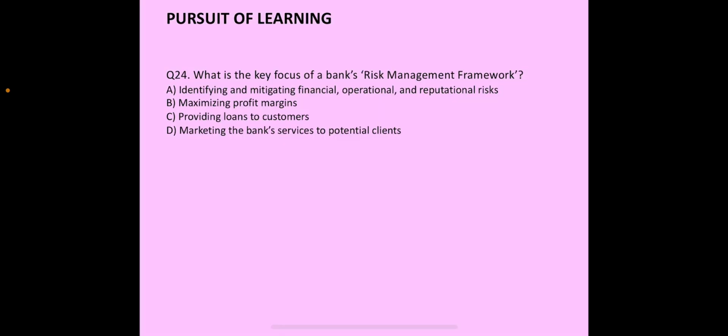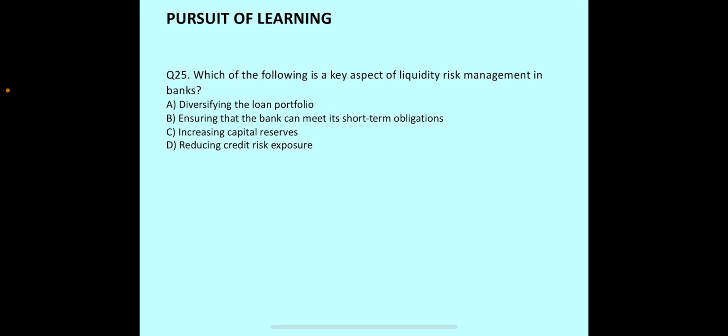Next question: which is the key focus of a bank's risk management framework? Option A, identifying and mitigating financial, operational, and reputational risks. Option B, maximizing profit margins. Option C, providing loans to customers. Option D, marketing the bank's services to potential clients. So the correct option is A, identifying and mitigating financial, operational, and reputational risks. Next question. Which of the following is a key aspect of liquidity risk management in banks?